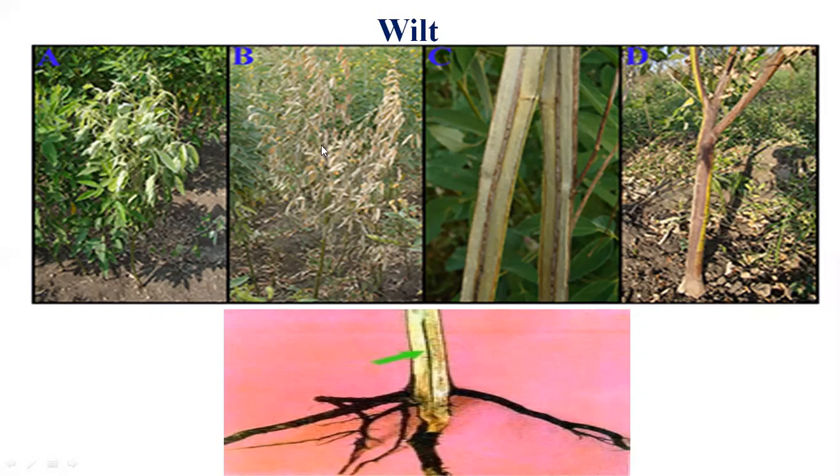This is the B image, which is the second stage of the symptom, with complete destruction or drying of the leaves. And in the third stage, to identify whether this is caused by irrigation, meaning drought condition, or by the fungal pathogen, you have to cut the stem into two halves. Unless you cut the stem, you can't identify whether it is fungal wilt or wilt caused by a drought condition.